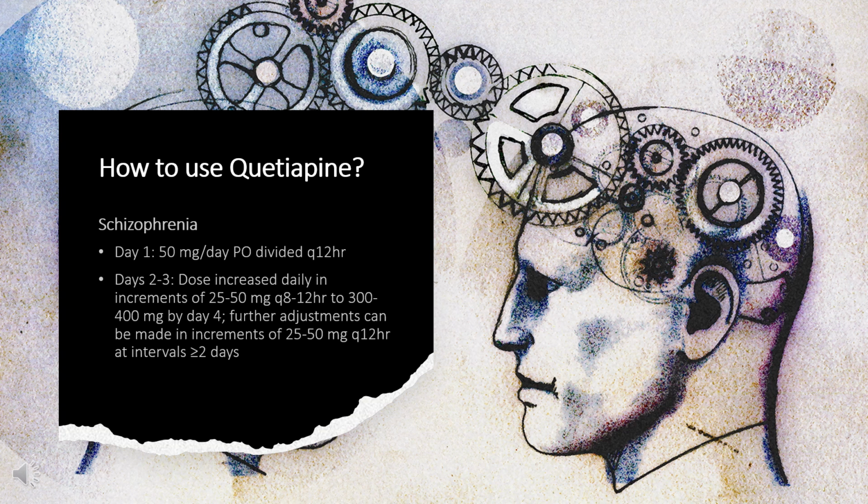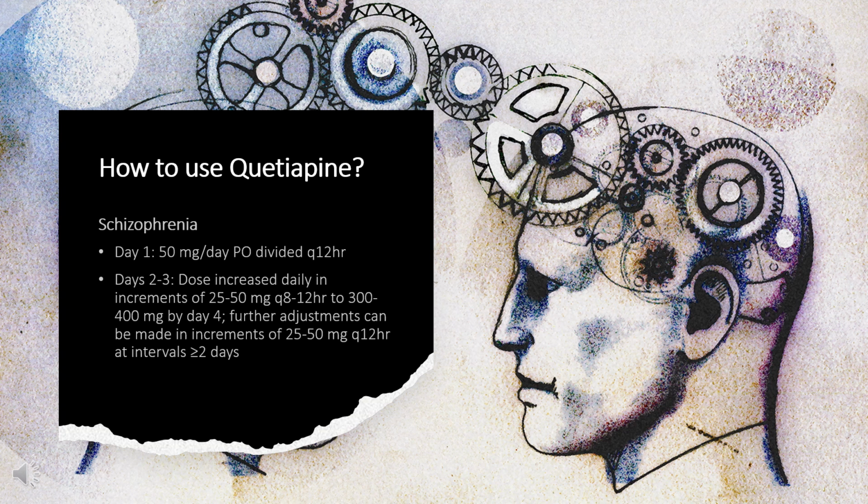How to use quetiapine. Schizophrenia. Immediate release: Day 1, 50 mg/day PO divided Q12HR. Days 2 to 3, dose increased daily in increments of 25 to 50 mg Q8-12HR to 300 to 400 mg by day 4. Further adjustments can be made in increments of 25 to 50 mg Q12HR at intervals greater than or equal to 2 days. Dosage range, 150 to 750 mg/day.